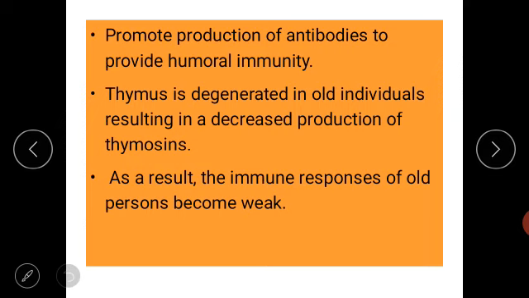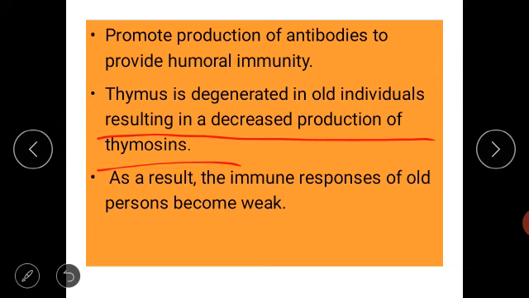Thymus is degenerated in old individuals, resulting in decreased production of thymosin. Yes, so if in old age the thymus decreases or degenerates, then there is a decreased production of thymosin and it results in the weakening of the immunity of the old person.